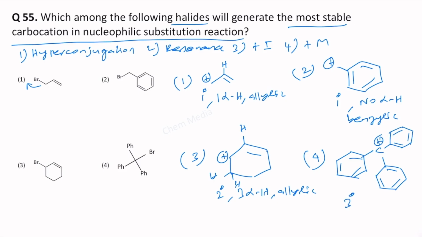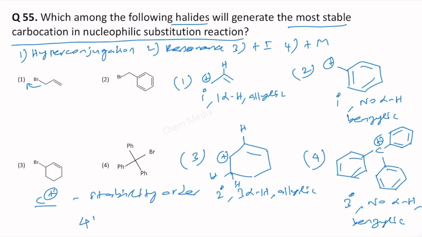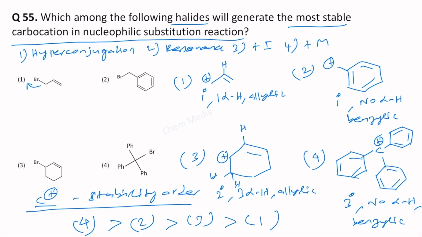So tertiary carbocation, no alpha hydrogens, but it is much more stable because of the resonance effect. Therefore, in terms of carbocation stability order, if we have to arrange it, then 4 first because it is benzylic, and then 2 benzylic once again, and then 3, and then 1. This means that option 4 is correct. That will generate the most stable carbocation.